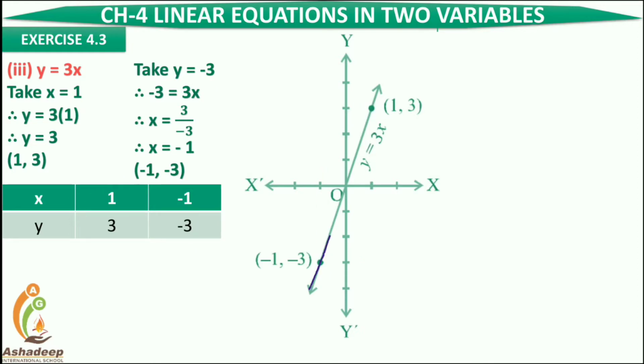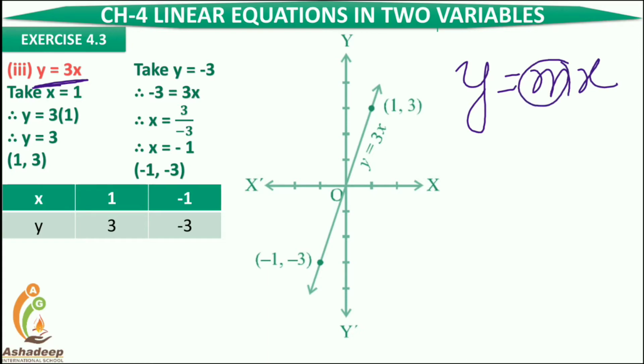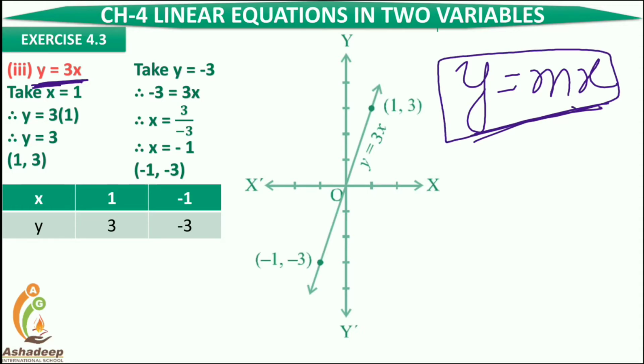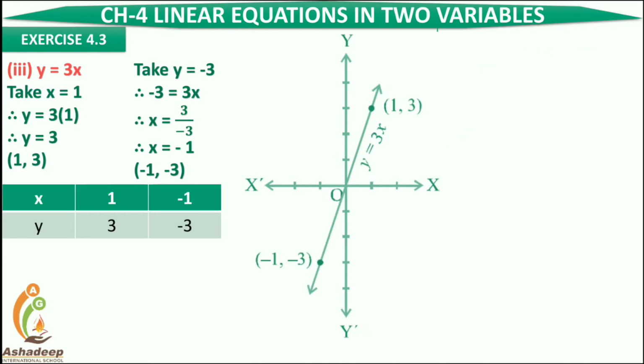Now simply, see from this we can observe that, if we write this in a general format, that is y is equal to mx, right? This m is some constant and here it is 3. So it is y is equal to 3x because m is equal to 3. But in general, y is equal to mx is the general form. So wherever you find this kind of equation y is equal to mx, it always passes through the origin, right?